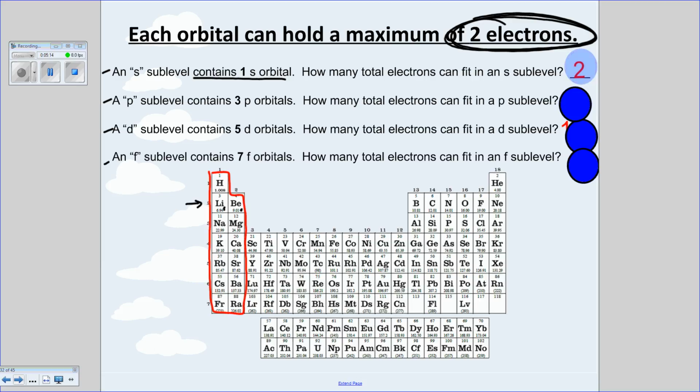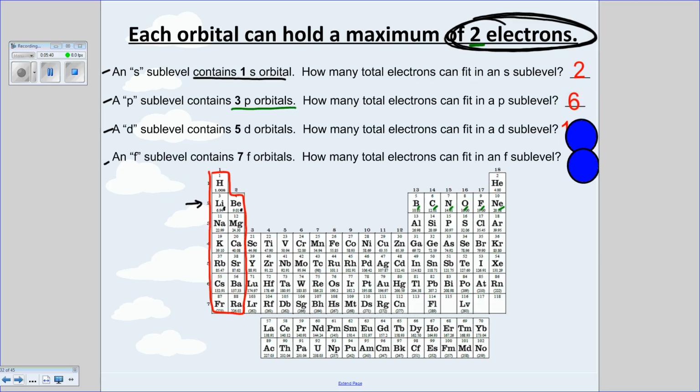If I look at the p level, or the p sublevel, I come over here, I've got 1, 2, 3, 4, 5, 6 electrons in my p sublevel. And if I can only hold a maximum of 2 electrons in each one, and I have 6, I have to have 3 p orbitals to hold them all. And in total, I'm going to hold 6 electrons in those 3 p orbitals.